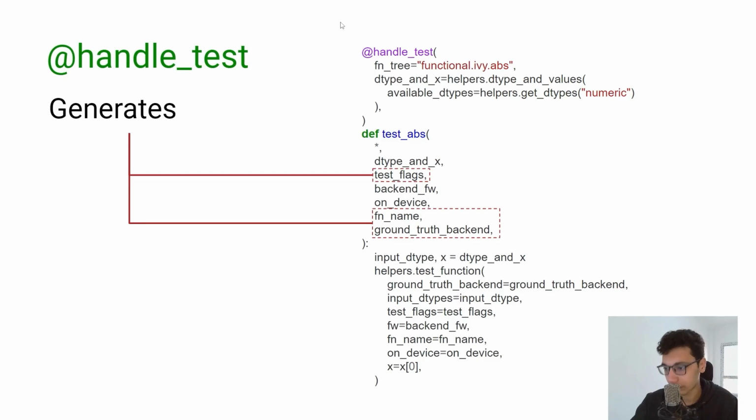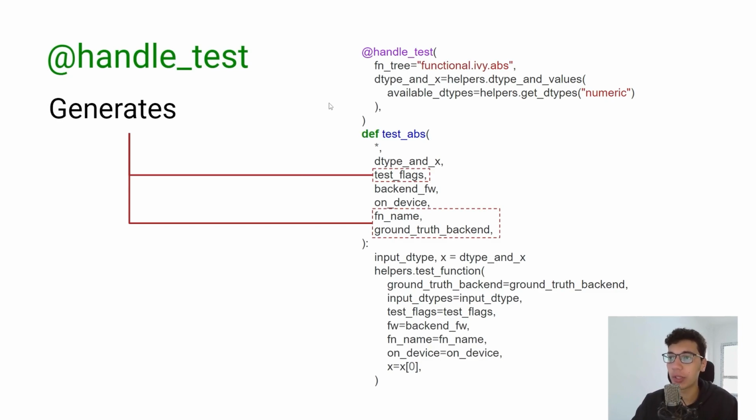So this is just one case of how handle test saves a lot of time by doing a lot of work for us. And then we just simply take these inputs here and pass them down the tree, and we don't have to worry about them. They're completely generated randomly by the handle test decorator. The handle test decorator will generate the test flags, function name, ground truth backend, and some of these are actually fixtures, which is some kind of global test variables that you don't have to worry about.